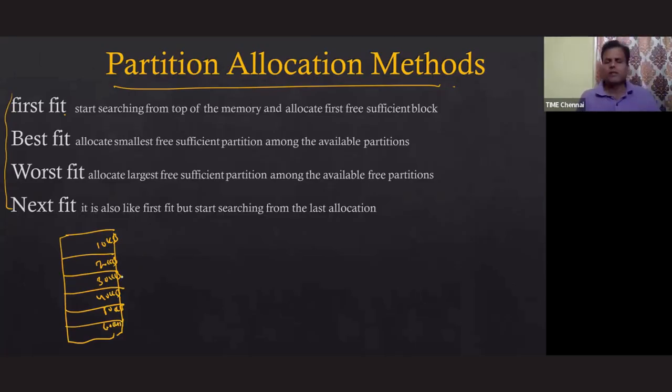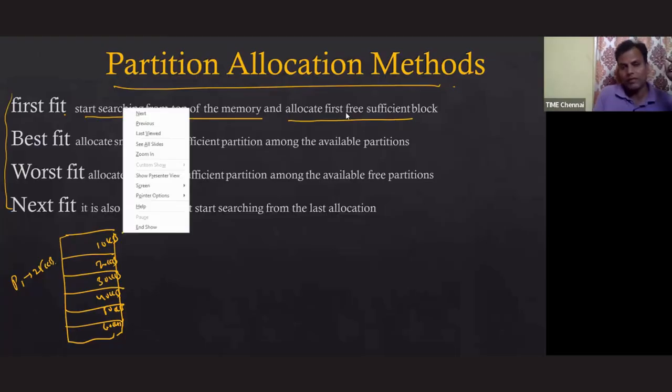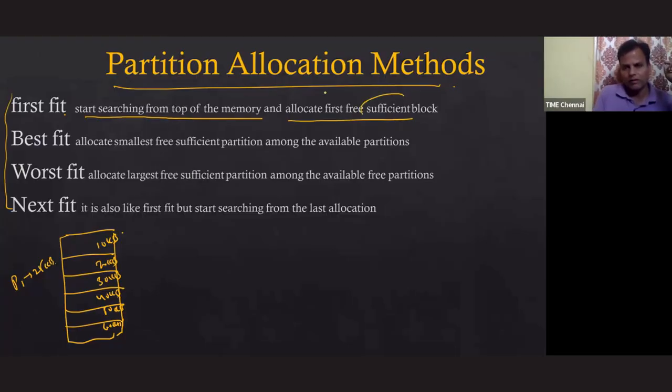Let's see what will happen if I'm using first fit. I am taking a process P1 whose size is 25 KB. We'll check in which partition I will keep this process P1 if I'm using first fit, best fit, worst fit, next fit. First fit: what is the meaning of first fit? Start searching from the top of the memory and allocate the first free sufficient partition. The word sufficient is very important.